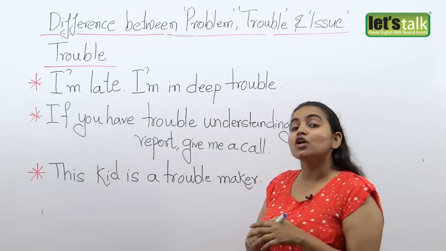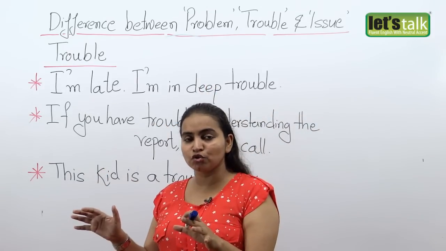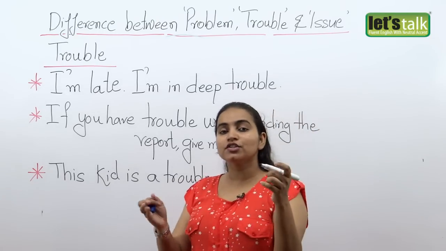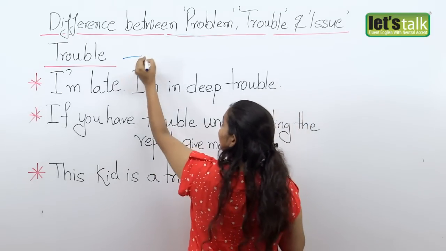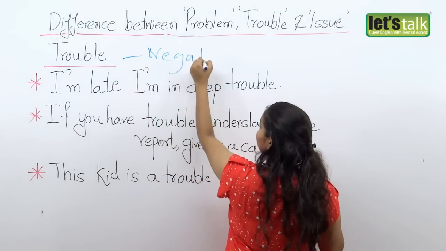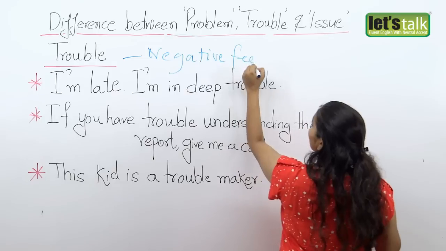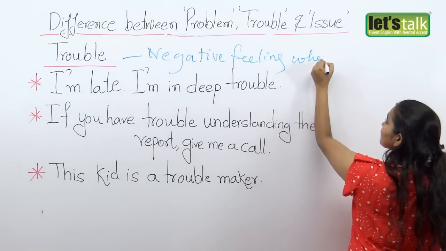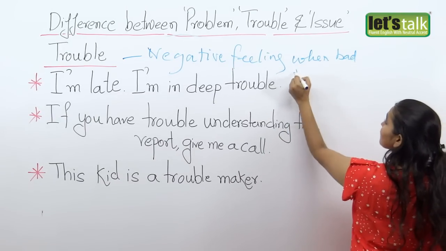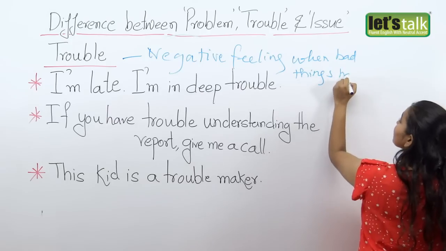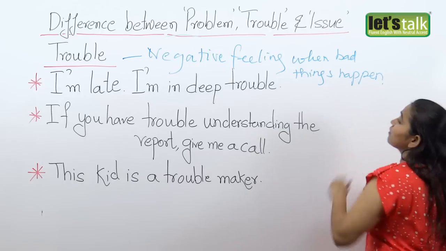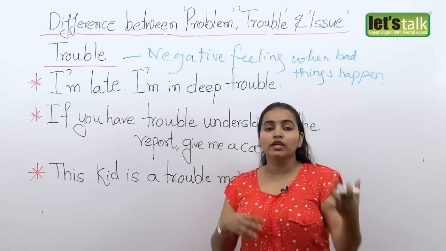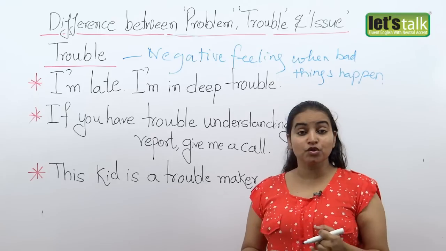Now that we've learned how to use the word problem, we will now see how to use the word trouble. Well, trouble is not so much connected to finding a solution like the word problem is, but trouble is more connected to a negative feeling or when bad things happen. When bad things happen, there is always this very negative feeling that we go through. So that's when you will use the word trouble.